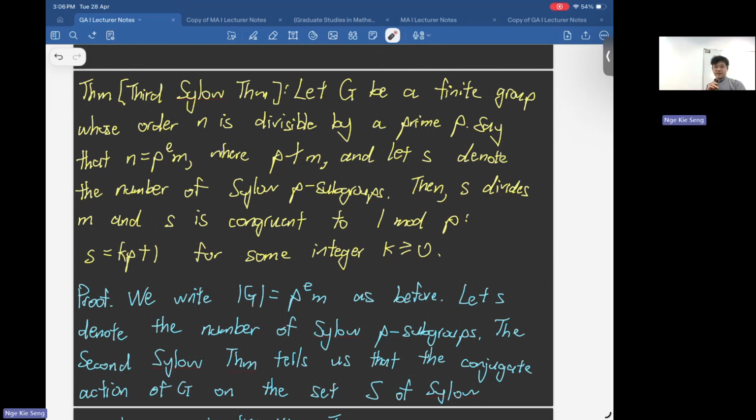This proof uses conjugate action on the set of Sylow P subgroups. I don't know how to appreciate it. If you find out, you can let me know.